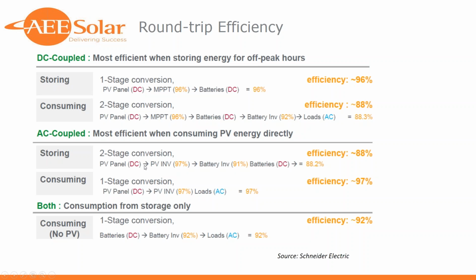Less efficient when you're storing for later. So two-stage conversion at that point, from the array into the PV inverter, into the battery inverter, and then into the batteries, 88% efficient. So you see here, we've talked about one of the big determinants for what's going to be the quote unquote best system: when are you going to be using the power?